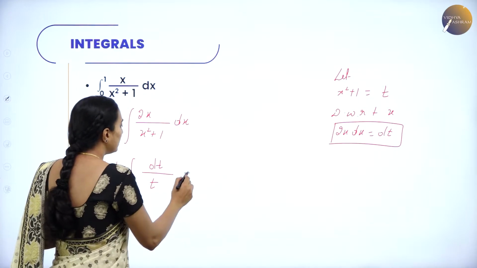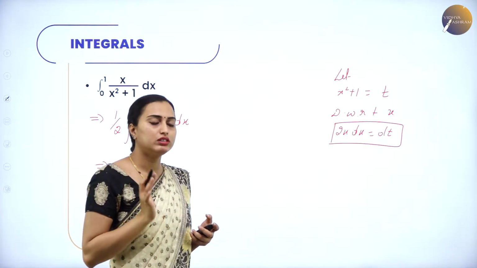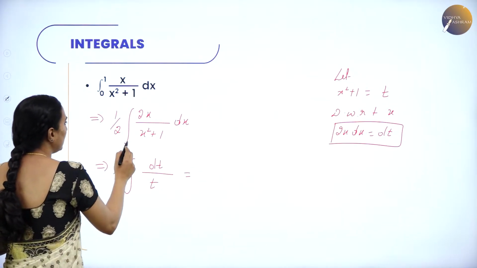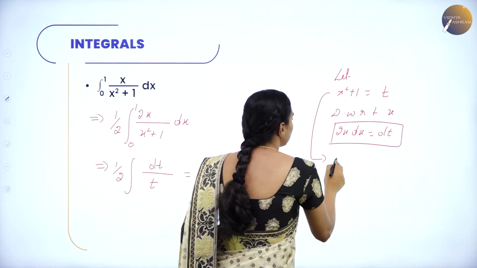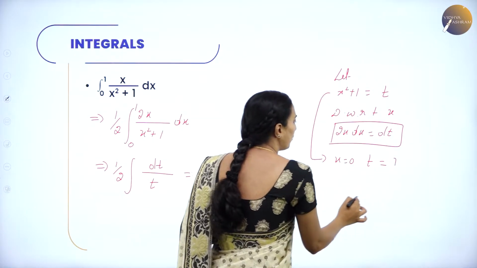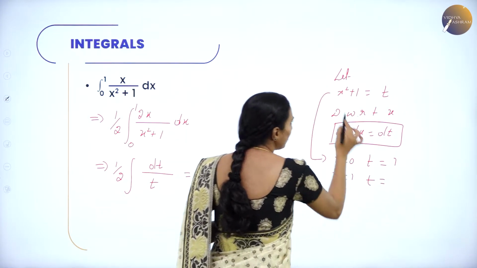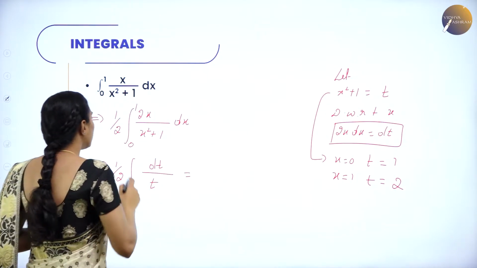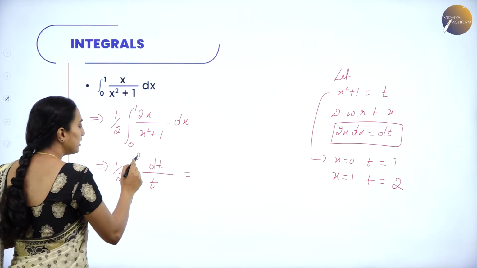Now, after doing the substitution, dear students, you have to change the limits of the function. When x is equal to 0, what will be t? When x is equal to 0, t is equal to 0 squared plus 1, which is 1. And when x is equal to the upper limit 1, t is equal to 1 squared plus 1, which is 2. I hope you got this one. So when x is 0, t is 1. When x is 1, t is 2.